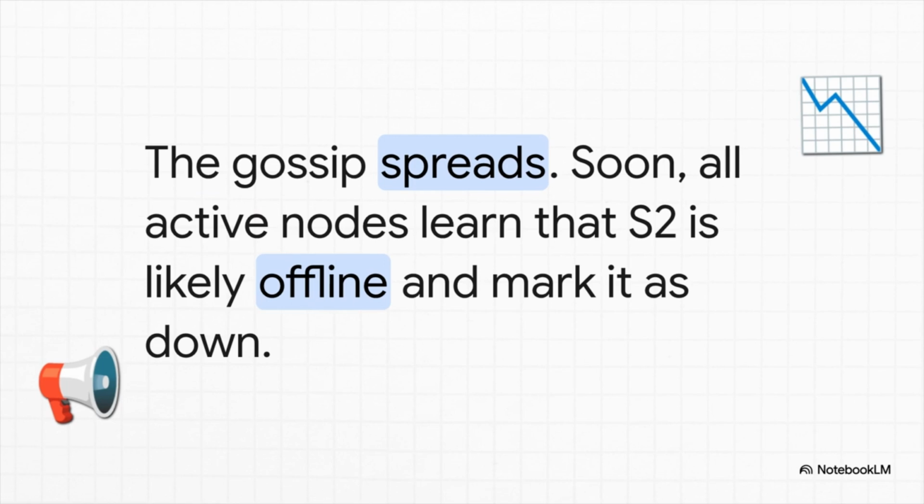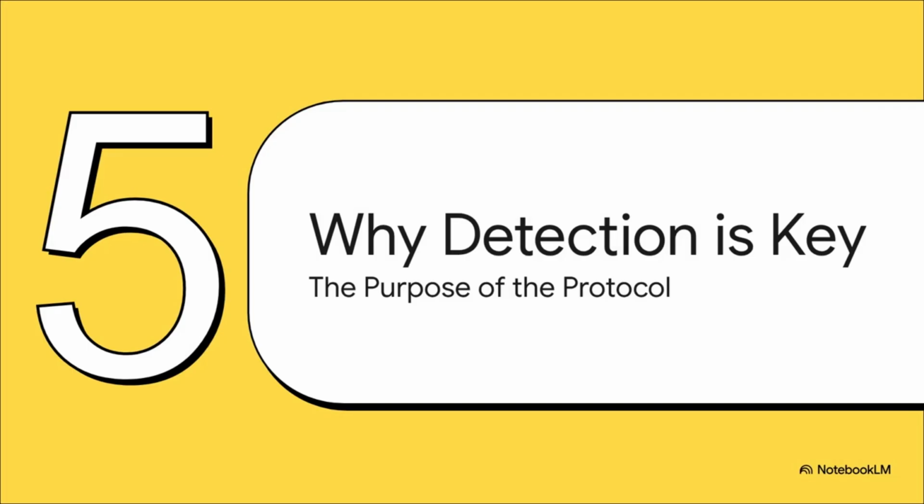And this is where the real magic of the protocol kicks in. That little piece of gossip, hey, S2 is suspected, starts to spread like wildfire. S0 tells S4, then maybe S4 gossips with S1, S0 gossips with S3, and before you know it, through these random exchanges, the entire active network comes to the same conclusion. S2 is offline. And the best part? There was no central boss making the decision. It was a consensus.